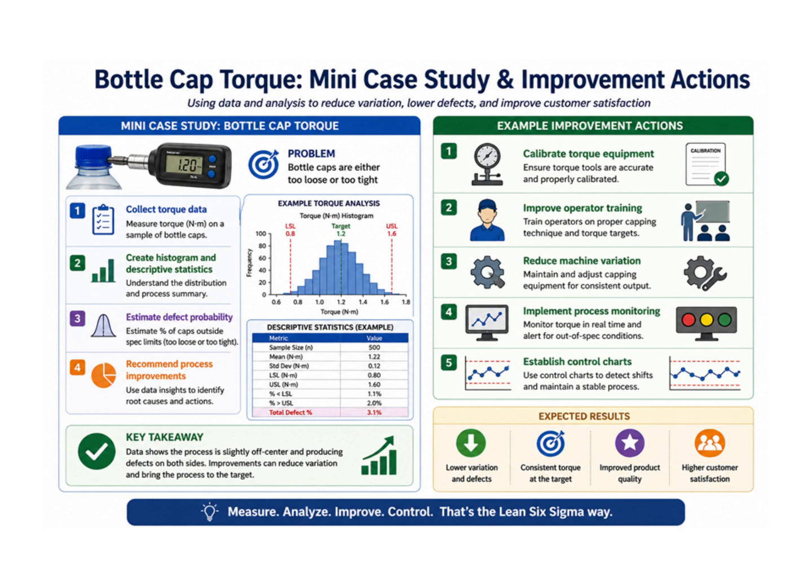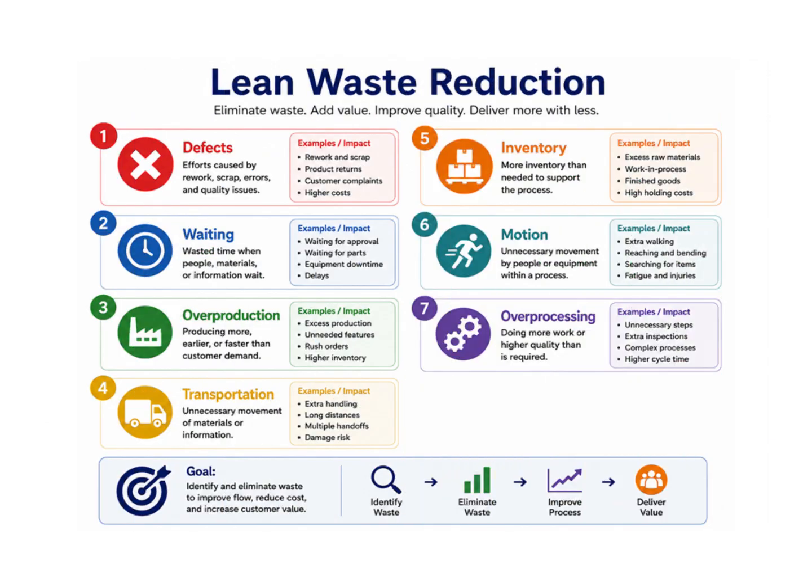One of the most important ideas in Lean Six Sigma is that statistics help identify and quantify process problems, while engineering and operational improvements solve them. In other words, data shows you where the problems are, and disciplined process improvement eliminates the causes. In the previous example, we focused mainly on reducing process variation and defects using statistical tools such as histograms, descriptive statistics, and probability analysis. That is the Six Sigma side of Lean Six Sigma.